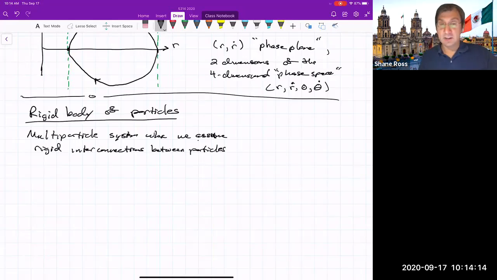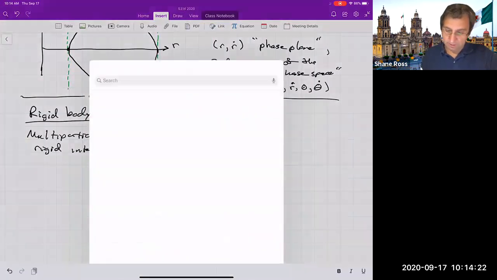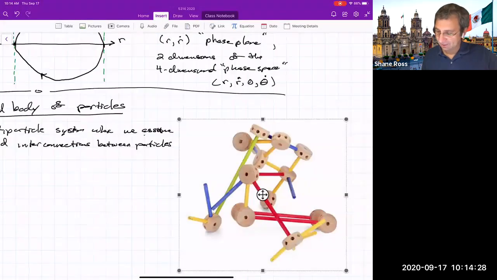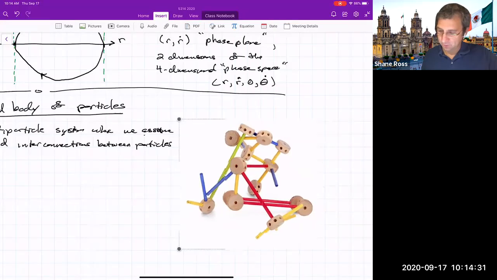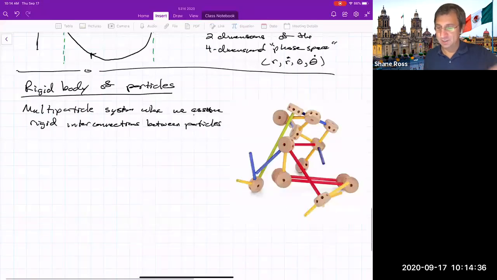I don't know if any of you have played with Tinker Toys. Tinker Toys were a thing when I was a kid. But I've got a nice picture of Tinker Toys. There it is. Tinker Toys have these kind of wooden-looking circle things. Think of those as the particles. And you connect things with sticks. So you rigidly attach all these things, and you've got a rigid body of particles. In our idealization, the sticks have no mass.